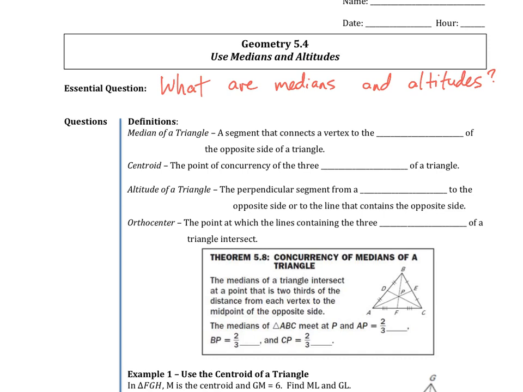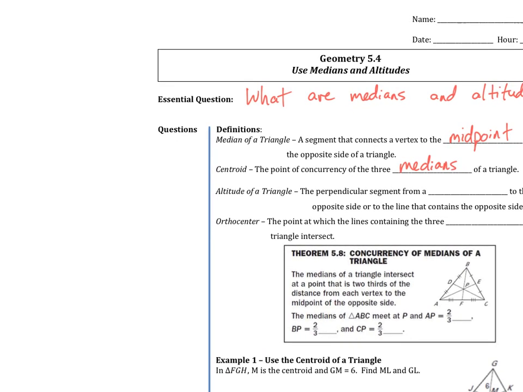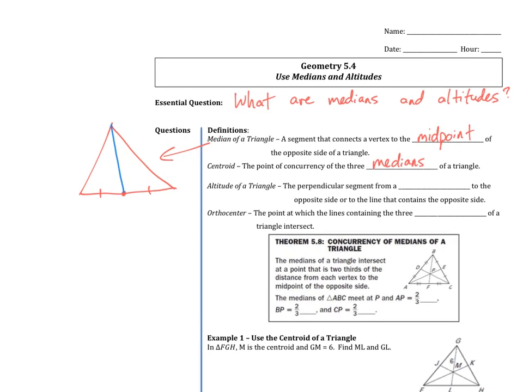All right, the median of a triangle is a segment that connects a vertex to the midpoint of the opposite side. And the centroid is the point of concurrency of the three medians. So we're going to draw a picture. A median would be when you have the midpoint and you connect the vertex from the opposite vertex to that midpoint. So that blue line is the median. That's what a median would look like.